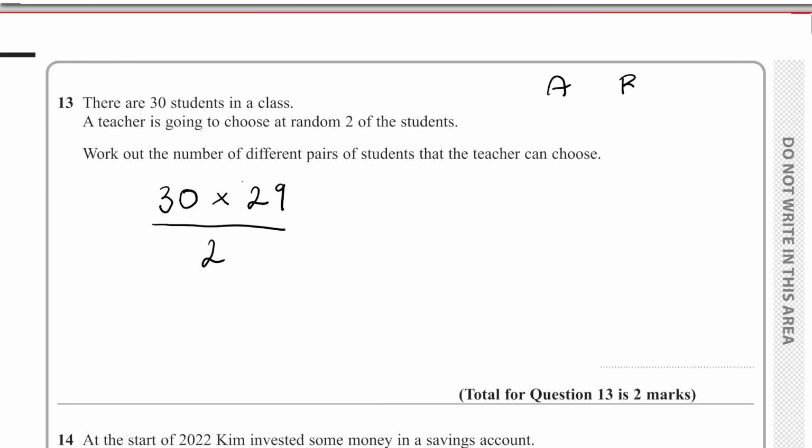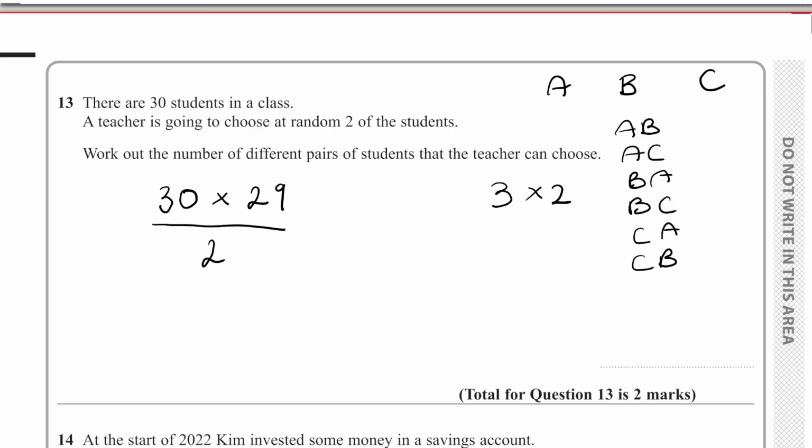So if there's 3 students, A, B, and C, we could pick 3 options for first. And then once we've picked one, there's 2 options for the second pick. So we could say there's 6 options. But what are those 6 options? It's AB, AC, BA, BC, and CA, CB. They're the 6 options. But you can see we've got doubles.